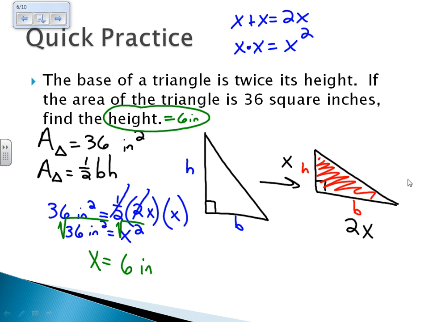The base of the triangle is twice the height, so we know that this is 2x and that's x. Then it's just algebra. Okay? Plug them into the formula and simplify. Always go back and check your work, too. What's 6 times 12? 6 times 12. 72. Then a half of 72? 36. Okay?